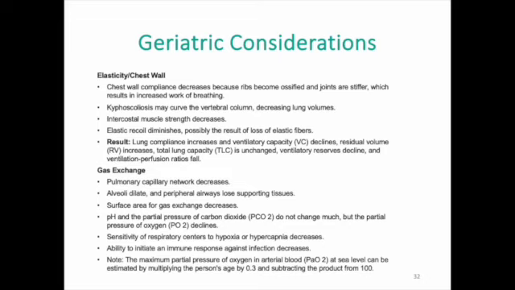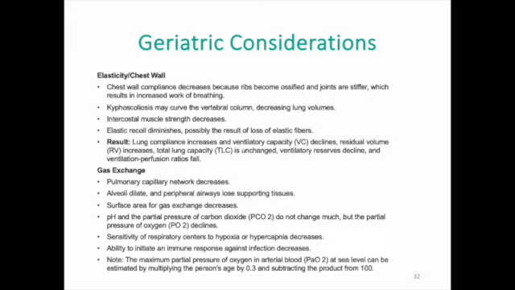In terms of elasticity and chest wall, the chest wall compliance will decrease because our ribs are ossified and the joints are stiffer. This is going to result in increased work of breathing. We also have kyphoscoliosis, and this is curving of the vertebral column, which will also decrease our lung volume.